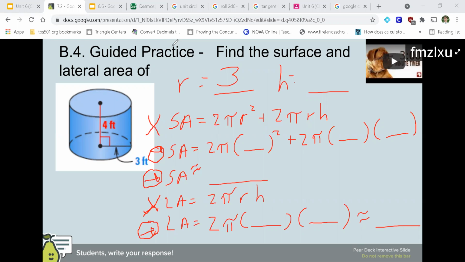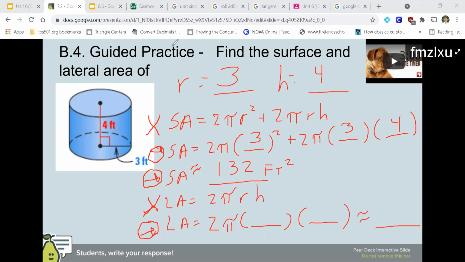All right, Mason, what's the height? What's the height of our cylinder? Very good. So now we're just plugging this in. Every time I see r, I put 3 instead. Every time I see h, I put 4. It's just 3 squared. If you type this in correctly, you should get about 132 feet squared. Did anybody not get that from typing it in?